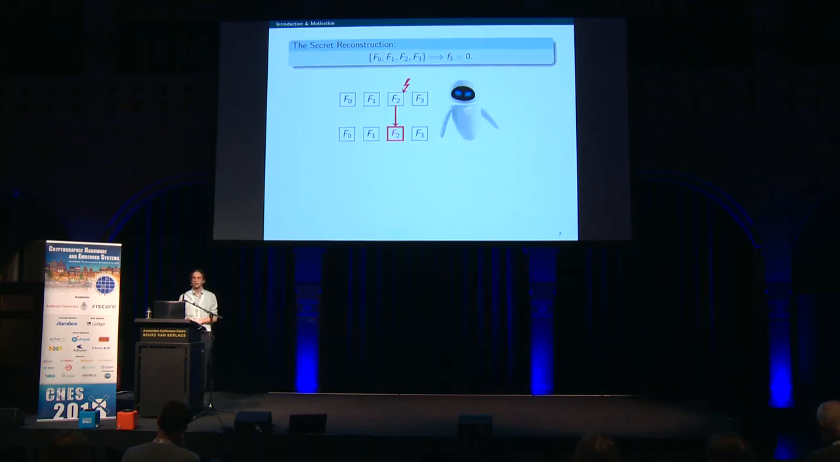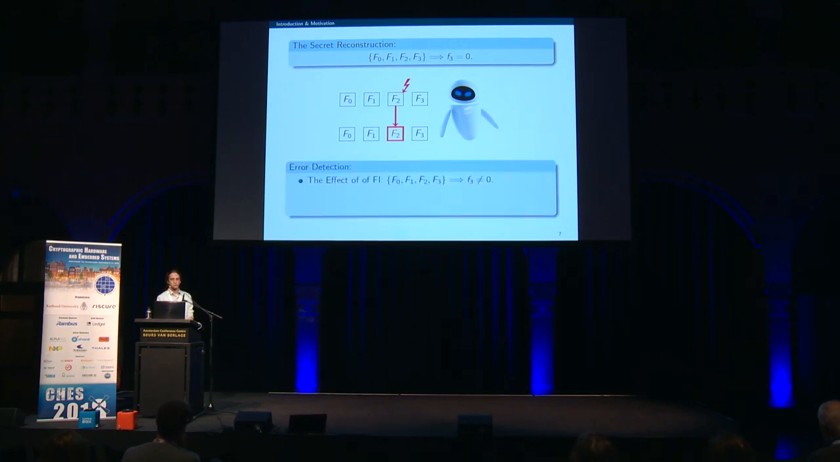So what happens if Eve successfully injects a fault into the system? In this example, she can inject a fault into the third share. When we interpolate these 4 points, we see that the highest degree term is non-zero. So we will use this fact in our computations to detect errors using those coefficients. In the (d, n) scheme, the coefficients between d plus 1 and n minus 1 are our error detection terms.